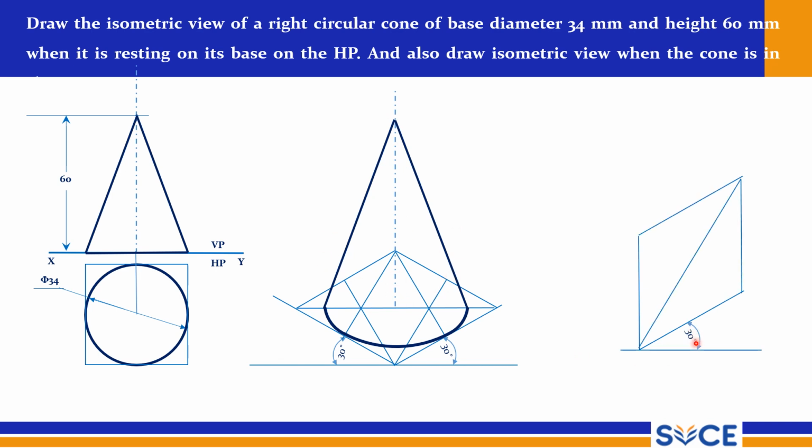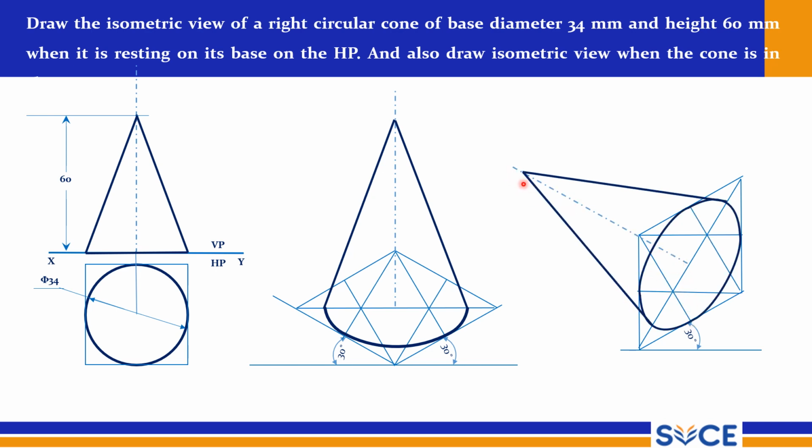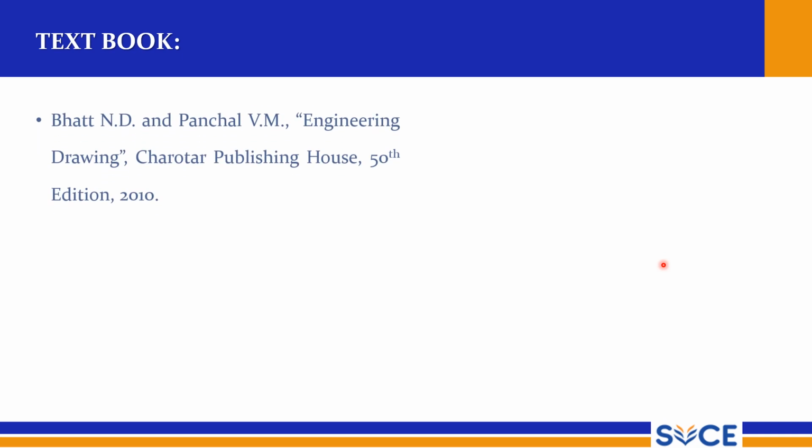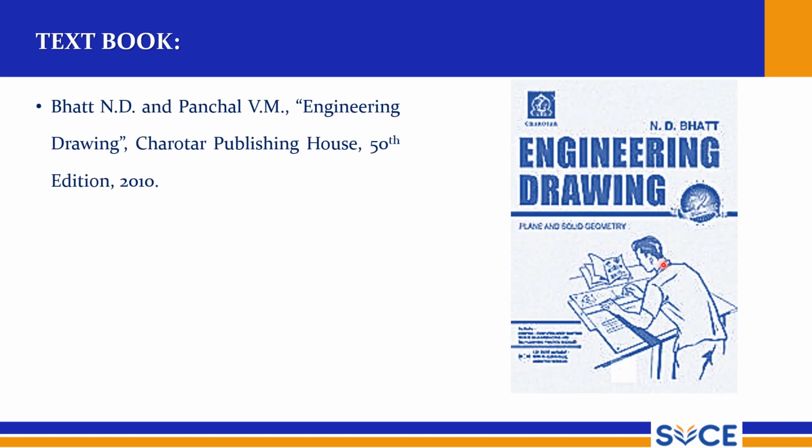And now this is the sleeping cone, and from the center, draw a 30-degree line. So this should be a 30-degree line, and mark the height here. This gives me the cylinder, sorry, cone, the sleeping cone. So there ends the introduction part of isometric projection, and you can refer to this book.